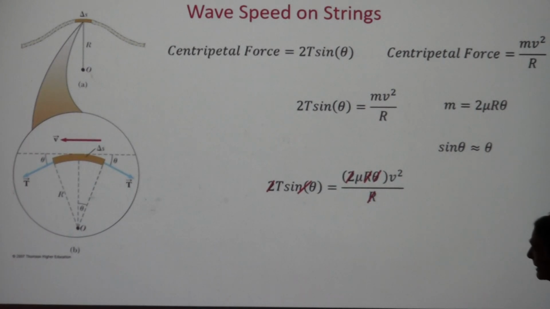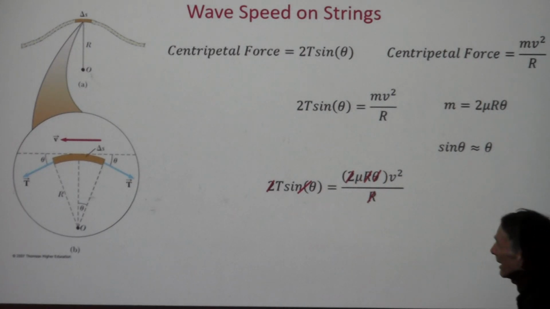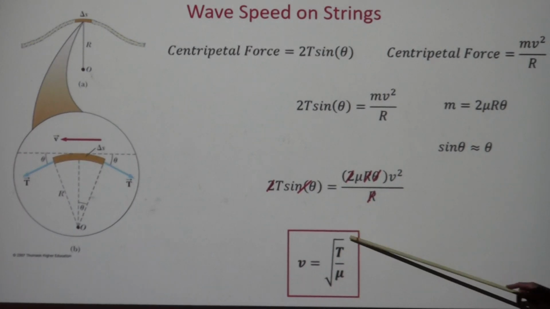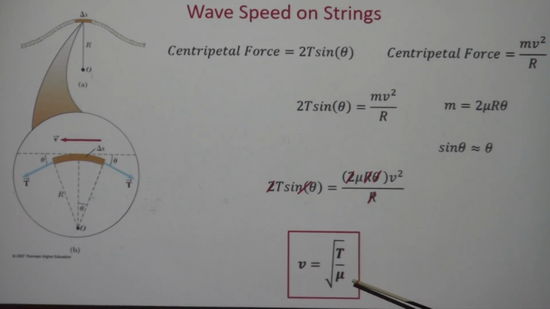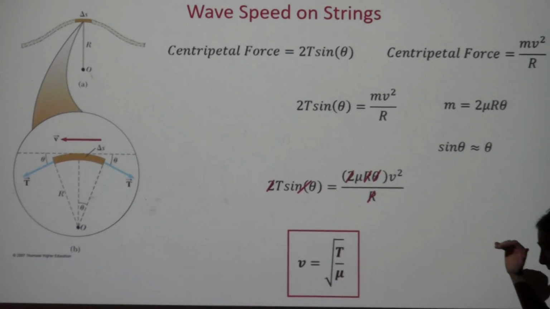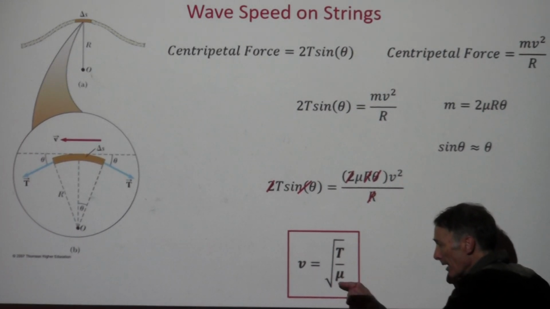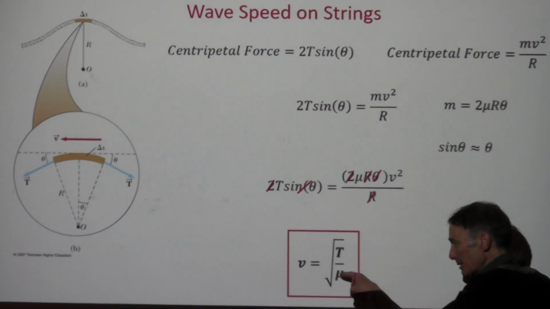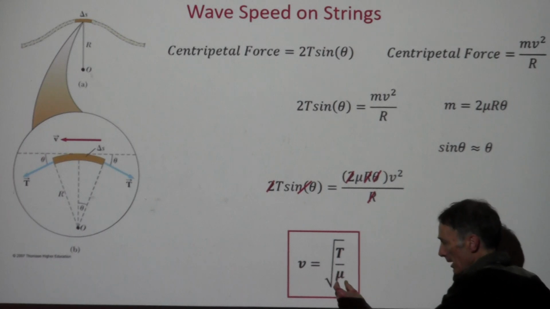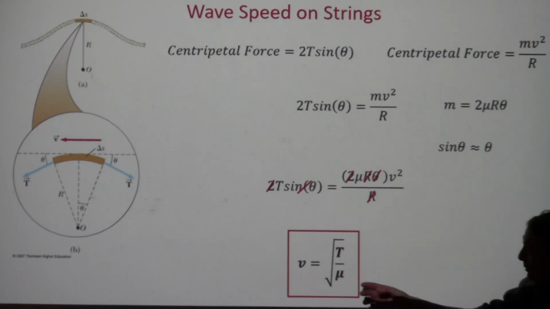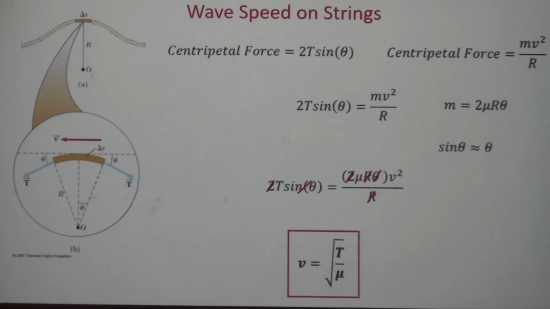Got a bunch of things that cancel. The big thing is this theta cancels. And we end up with, when we solve for v, the square root of T over mu. Okay, so this is going to be the velocity of a wave on a string. It's going to depend on the tension on the string, and also mu, again, the mass per meter of that string. And that's going to be the physical parameters of the velocity.